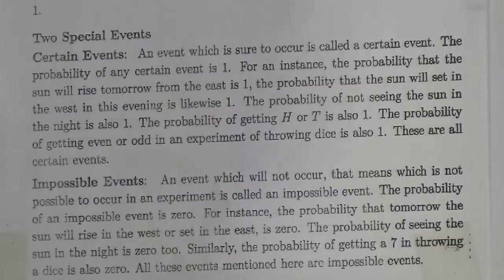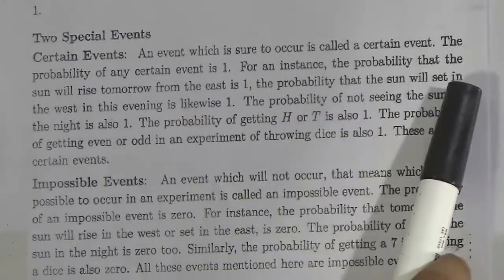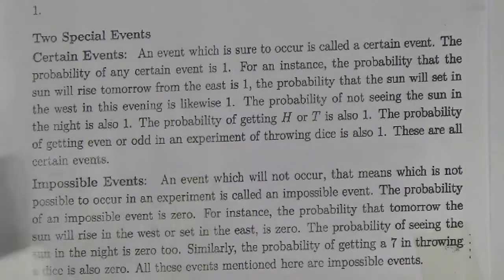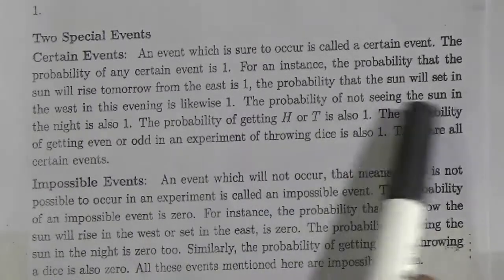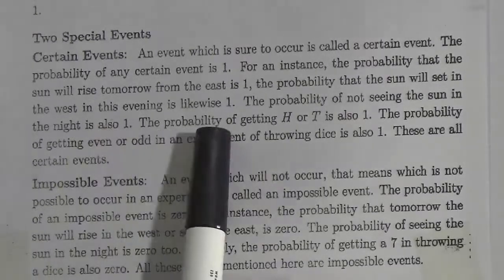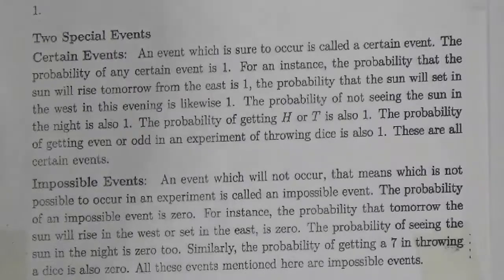Now, the probability that the sun will set in the west this evening is likewise 1. The probability of not seeing the sun at night is also 1. The probability of getting head or tail is also 1. It means if we toss a coin, we may get head or tail.